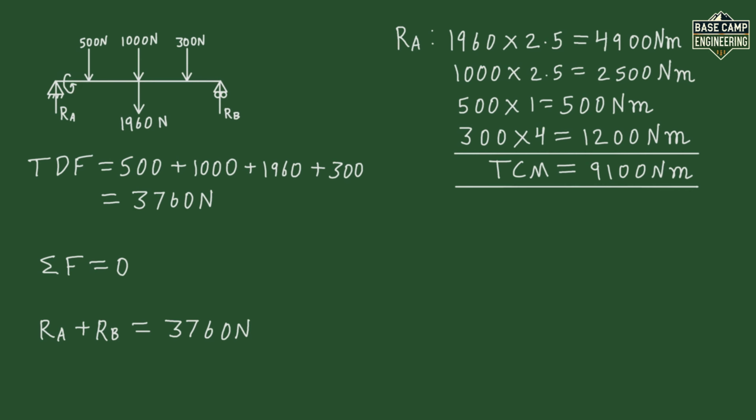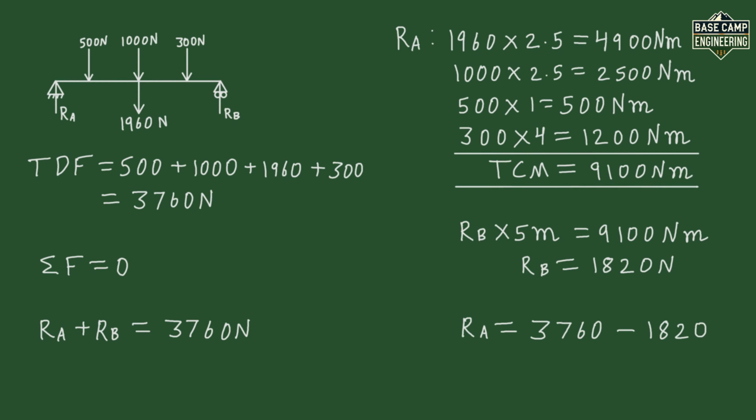Rb at 5 meters gives Rb multiplied by 5 meters counterclockwise. So Rb is equal to 1820 newtons. Then Ra is equal to 1940 newtons. Check ΣF equals 0 and ΣM equals 0, confirming equilibrium.